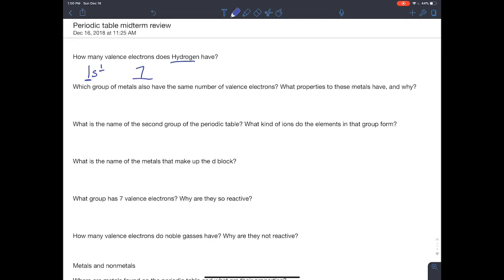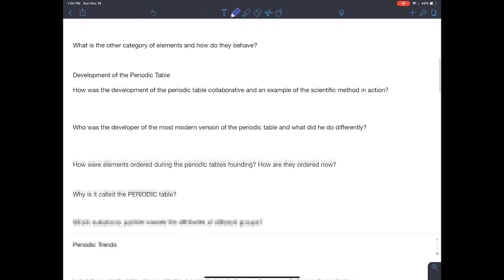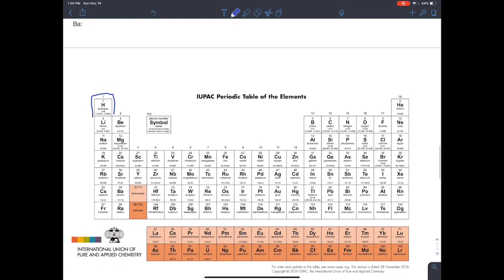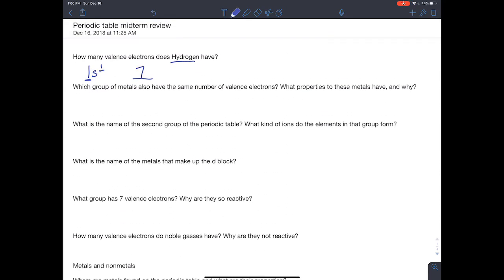Okay, which group of metals also have the same number of valence electrons? What properties do metals have and why? So we're talking about the first group on the periodic table. Those are the alkali metals. They all have 1 valence electron as well, and they're very reactive. And that's the case because they have 1 valence electron. So any alkali metal is going to have 1 outermost electron.